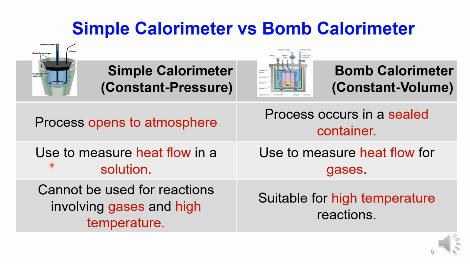The simple calorimeter is used to measure heat flow in a solution, but the bomb calorimeter is used to measure heat flow for gases. Simple calorimeter cannot be used for reactions involving gases and high temperature, but bomb calorimeter is suitable for high temperature reaction.